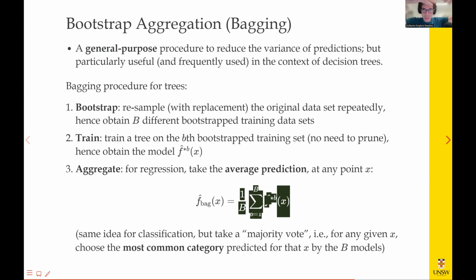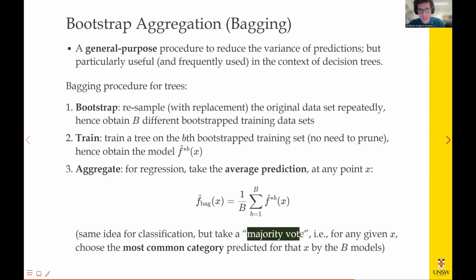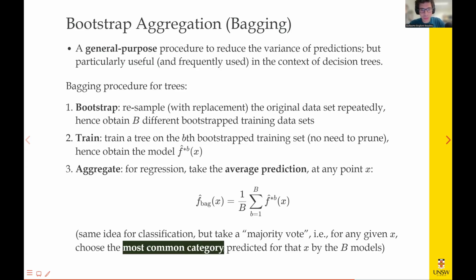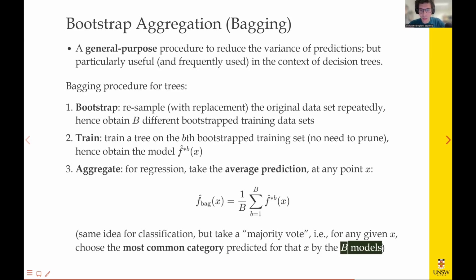You've created many, many, many models. You take the average to be your final prediction. If this is a classification problem, it's the same idea, but instead you take the majority vote. So again, for a given x, whose response you want to predict, but now the response is categorical, what you do is simply choose the most common category predicted for that specific x by your B models, your B trees.